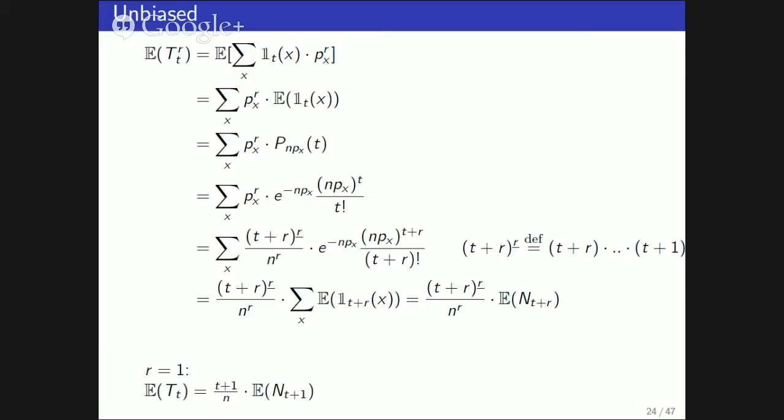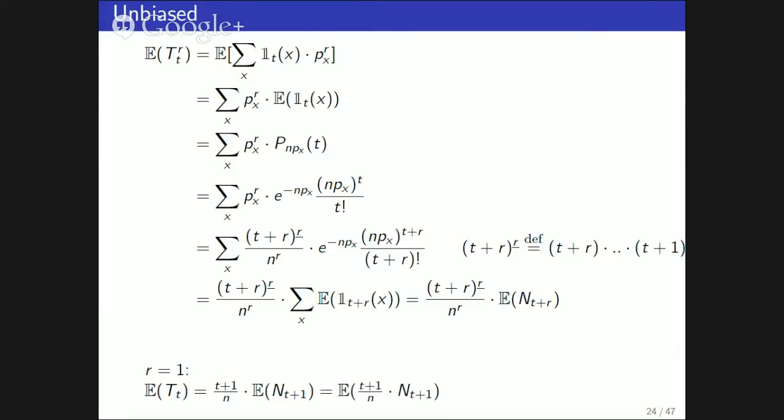So it's t plus 1 raised to the 1 divided by n times this quantity here times the expected value of nt plus 1. In other words, if you look at the total probability of things appearing t times, the expected value is t plus 1 over n times the expected value of things that appeared t plus 1. But this quantity should look familiar. It's the same as the empirical frequency for t plus 1, right?